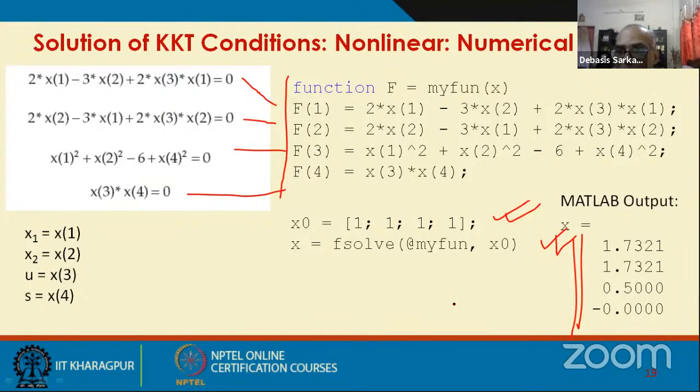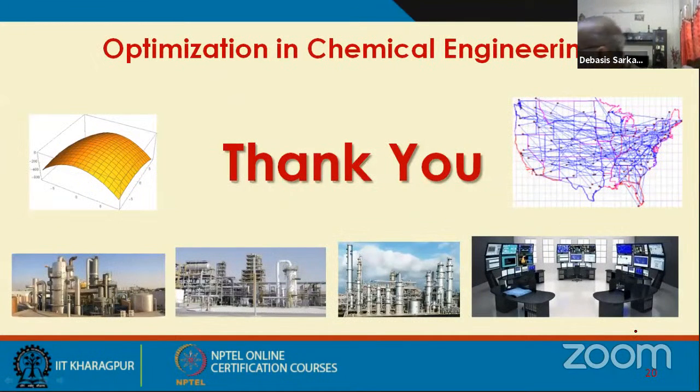So x1 equal to 1.732, that means root 3, right? So x1 equal to 1.732, x2 equal to 1.732, x3, which is basically the Lagrange multiplier u, that is 0.5, and the last one, s, the slack variable, is 0 basically. It's very, very small, it is 0. So this is how you can find out the KKT points or the likely candidate points that satisfy all the optimality conditions. So this is what I had to talk about these optimality conditions.